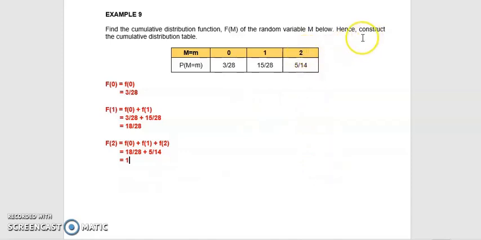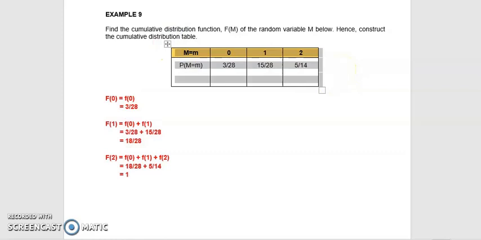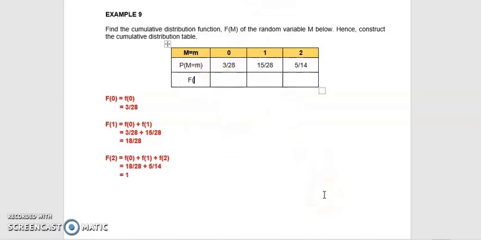Okay, next question asks us to construct the cumulative distribution table. So how to construct the cumulative? You just add another row here. Cumulative, you put capital Fm. So what is the cumulative? At x equal to 0, the cumulative is 3 over 28. Up to F1, the cumulative is 18 over 28. And last one, up to x2, total probability is 1. So that's how we construct the cumulative distribution table.